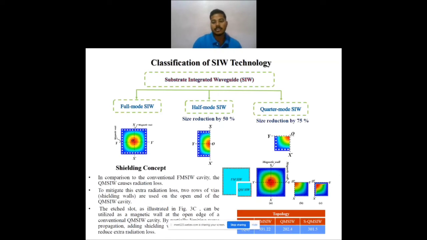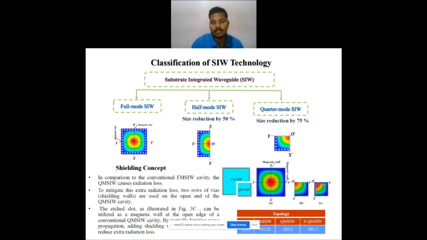So this is a classification of SIW technology. Nowadays the trend is going for compactness. For compact size, initially there is full mode SIW. If you convert to half mode SIW, that is a size reduction of 50%. If you again go for quarter mode SIW, this is a 75% reduction. You can achieve it through half mode and quarter mode.